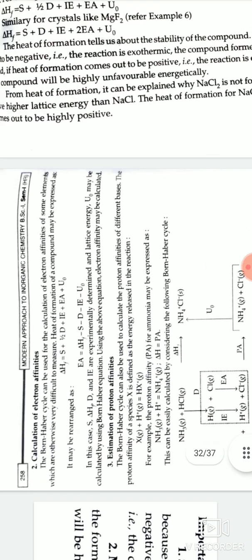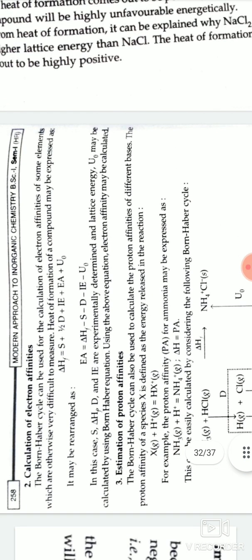Now next is calculation of electron affinities. The Born-Haber cycle can be used for the calculation of electron affinities of some elements which are otherwise very difficult to measure. Heat of formation of a compound may be expressed as delta HF equals S plus half D plus ionization energy plus electron affinity plus U naught.